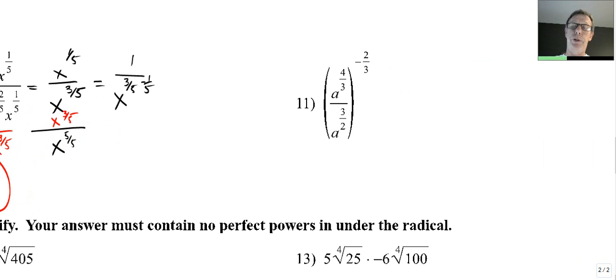So I'm going to distribute the exponent in, so I'm going to have a to the 4/3 times the negative 2/3. That would be a. 4 times 2, that would be a negative 8. 3 times 3 is 9. The denominator would be a, and now I have 3/2 times the negative 2/3. So 3 times 2 is 6. 2 times 3 is 6.